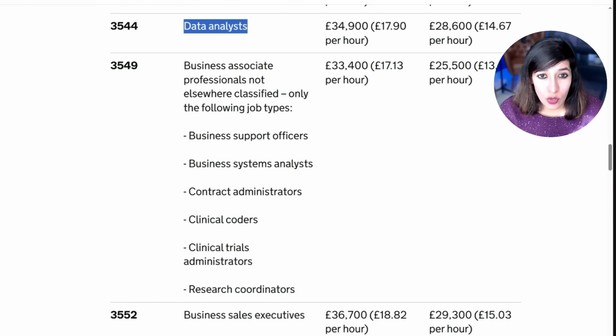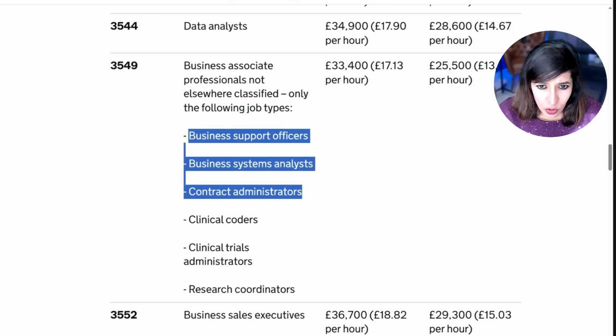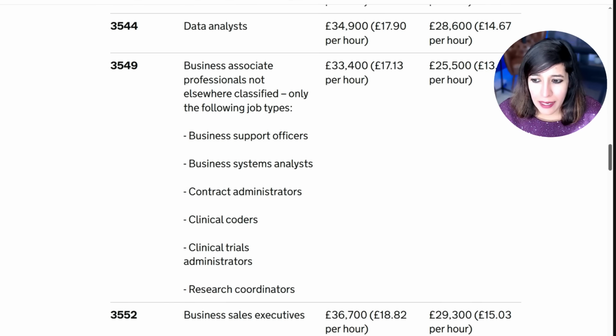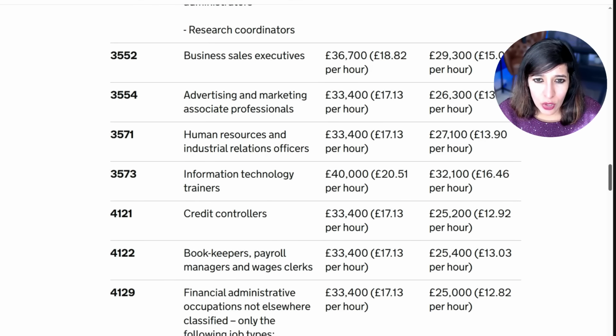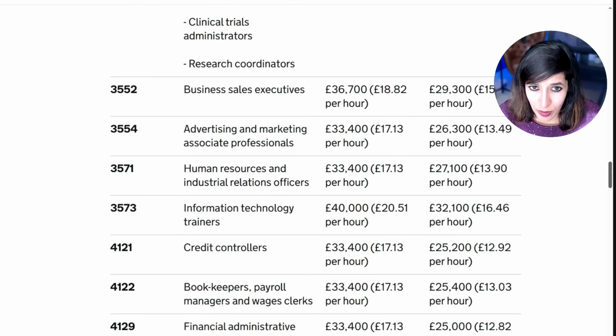Now, business associate, which is not defined elsewhere, like business support officers, system analyst, contract administrator, clinical coders, clinical trials administrator, research coordinators. And the next list is business sales executives, advertising and marketing associate. Now, you guys can pay attention to this column. I'm just telling you the list of the jobs which are still in the shortage occupation list.